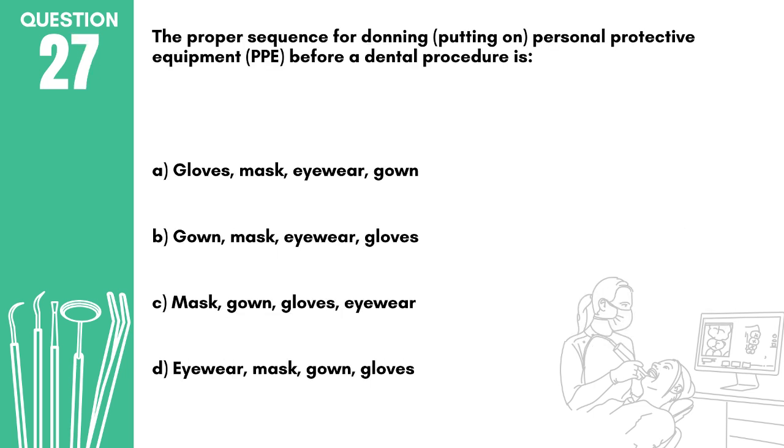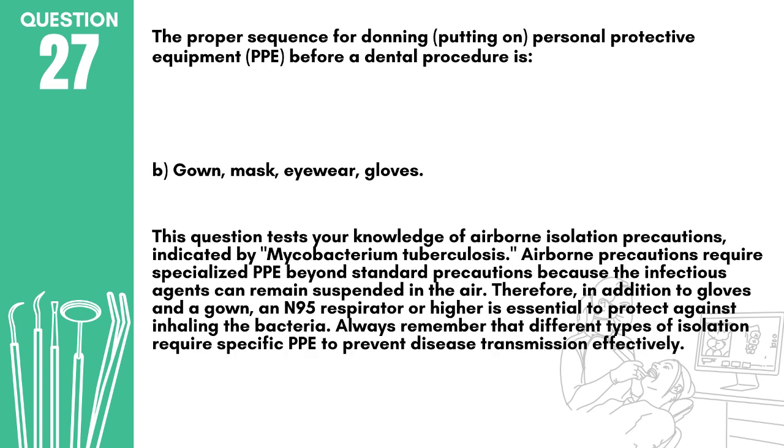Question 27. The proper sequence for donning, putting on, personal protective equipment, PPE, before a dental procedure is: A. Gloves, mask, eyewear, gown. B. Gown, mask, eyewear, gloves. C. Mask, gown, gloves, eyewear. D. Eyewear, mask, gown, gloves. Answer: B. Gown, mask, eyewear, gloves.